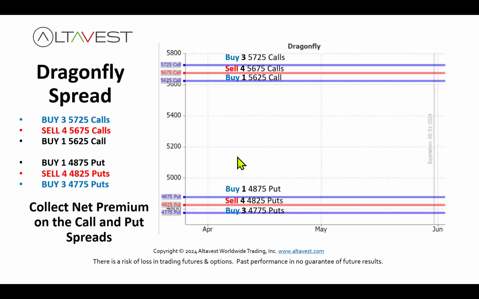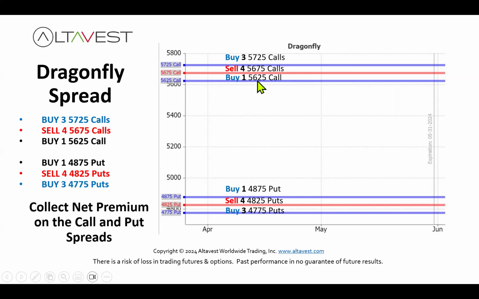And this is what it looks like. It looks a little busy, maybe a little complicated at the moment, but it's really not that difficult. You can see you sell these 4 out of the money calls here. You buy 3 further out of the money calls, and then 1 closer to the money call. And then for the puts, you have the same structure on the puts. You sell these 4 out of the money puts. You buy 3 further out of the money puts, and then 1 closer to the money put as well.